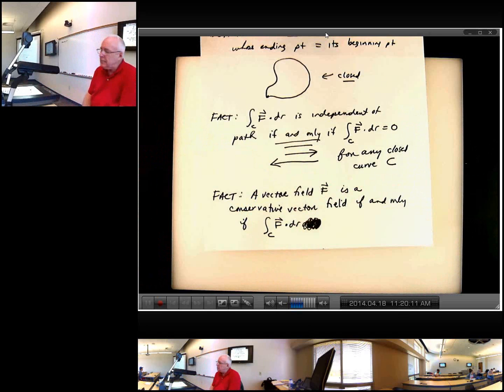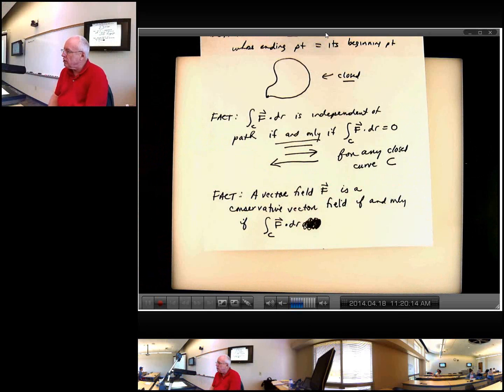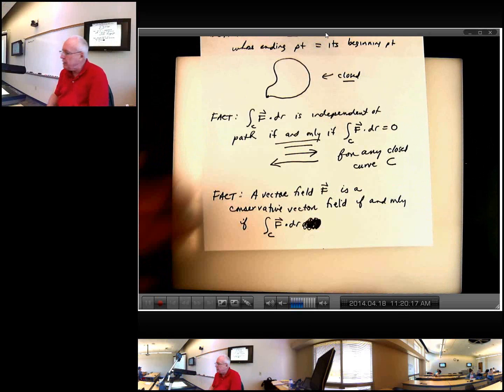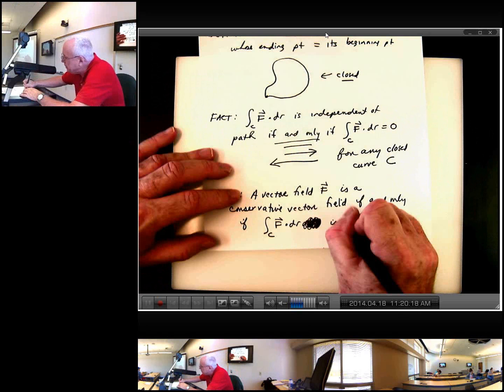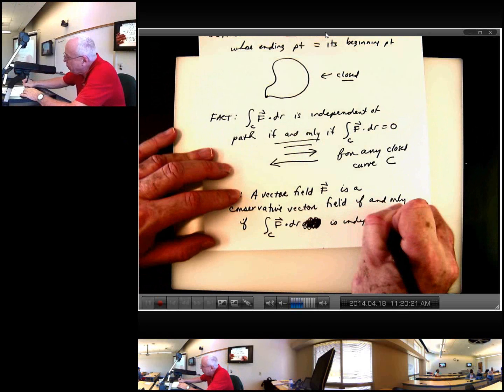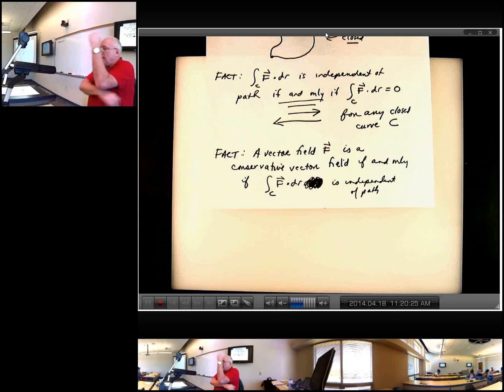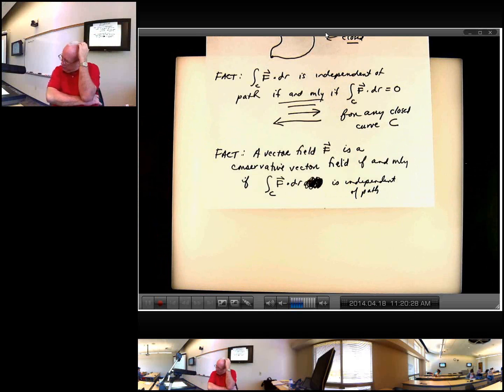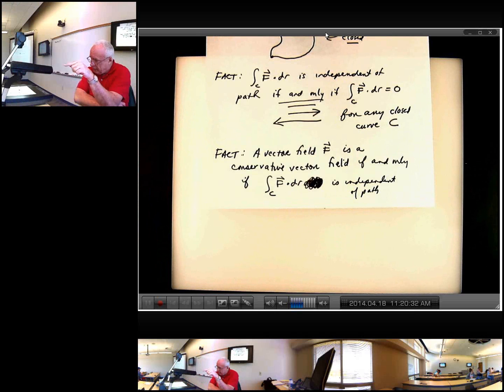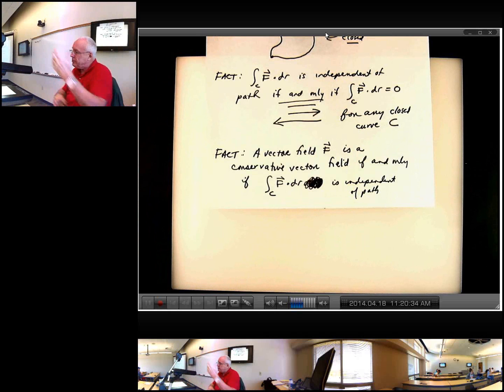If its line integral of F dot dr along C is independent of path. All right. Now, we still haven't arrived at a nice answer yet. We say a vector field is conservative if and only if, no matter what path we take from one point to another, we get the same integral.